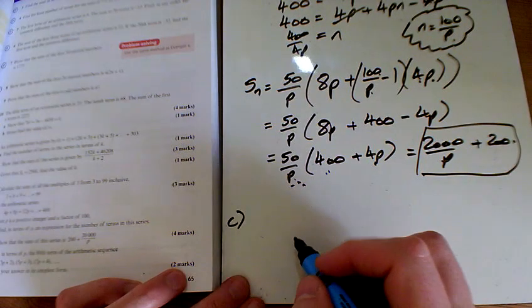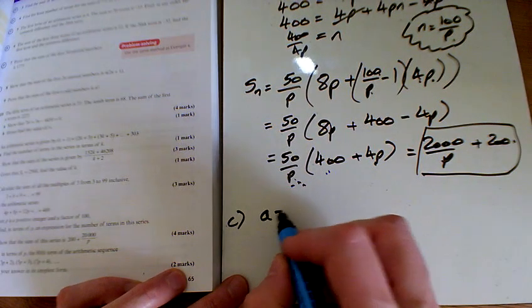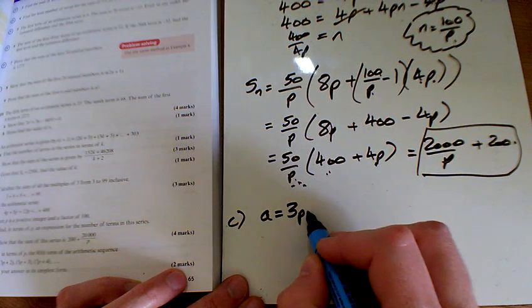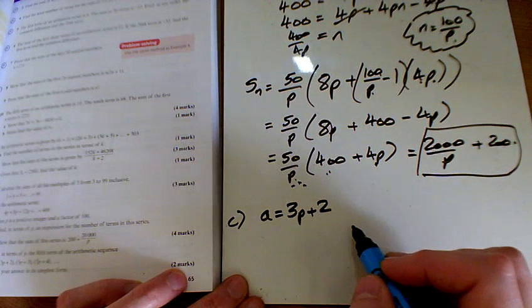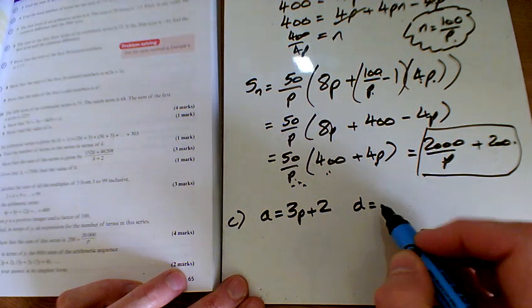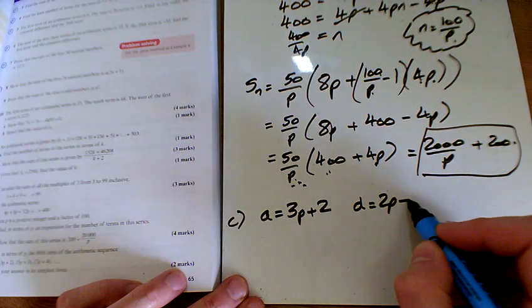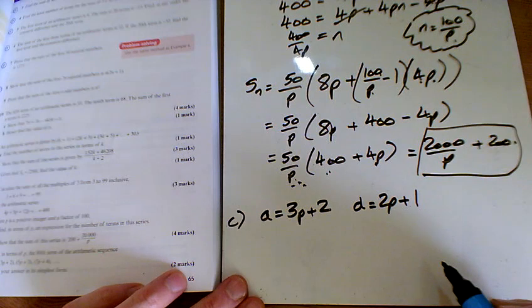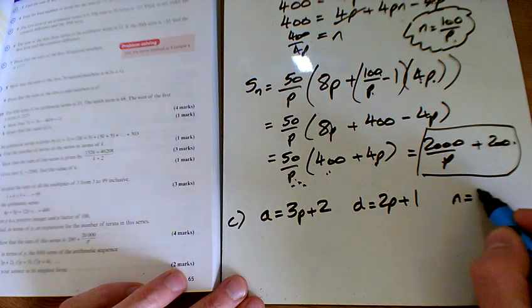And part C, actually just a new question. You've got that the first term is 3p add 2. The next term is 5p add 3. So the difference is we've got an extra 2p add 1 there. And we just want the 80th term.